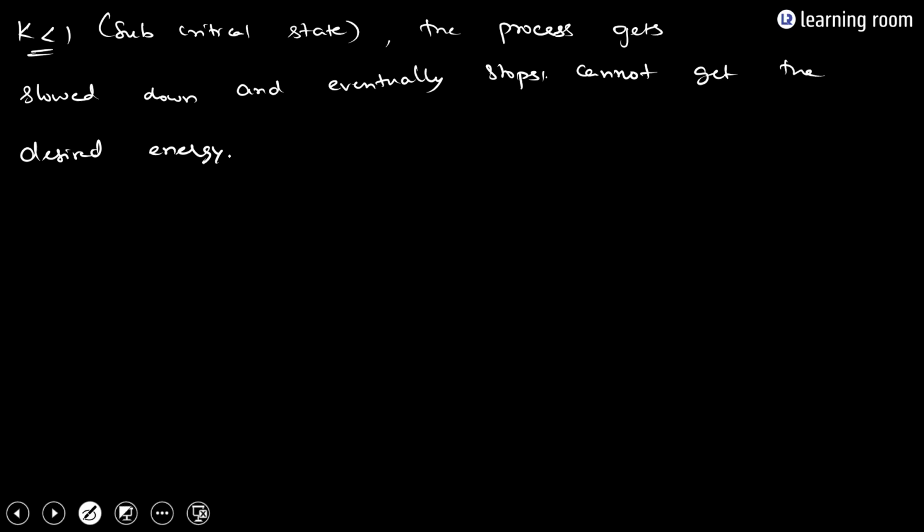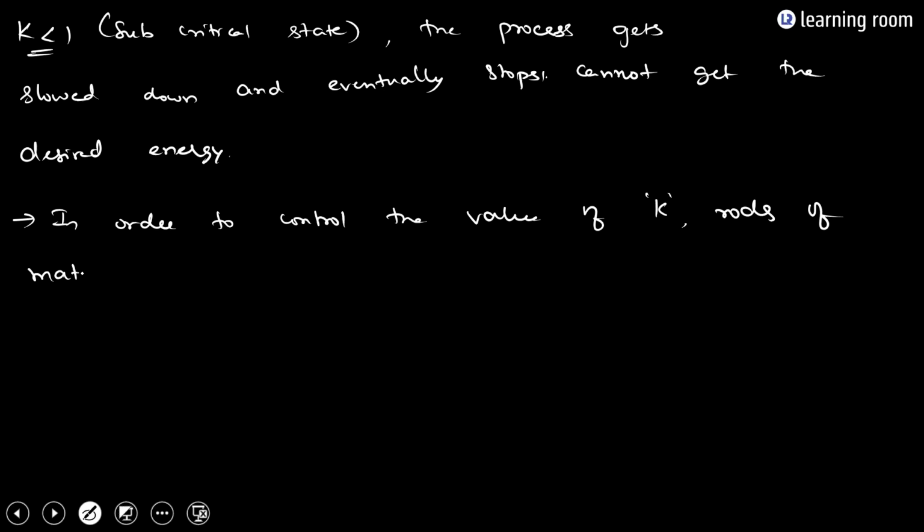So when you say that the multiplication factor is going to be on either of the sides, it is going to be critical in some way. Critical, subcritical, or supercritical. So in order to ensure that the process is carried out smoothly, we need certain rods called control rods. Okay. So that is the third point we are going to write. So in order to control the value of k, rods of materials which can absorb neutrons are used. So what should happen? For the multiplication factor to get controlled, we need to ensure that the number of neutrons are absorbed.